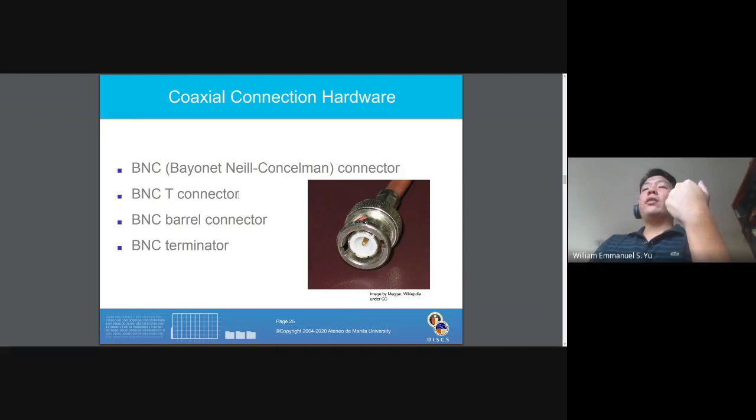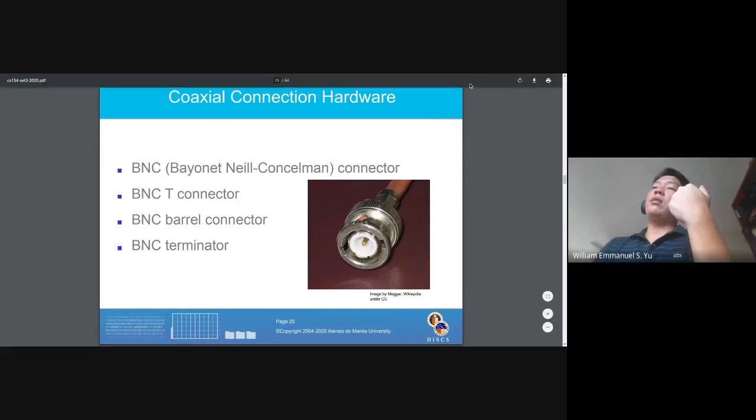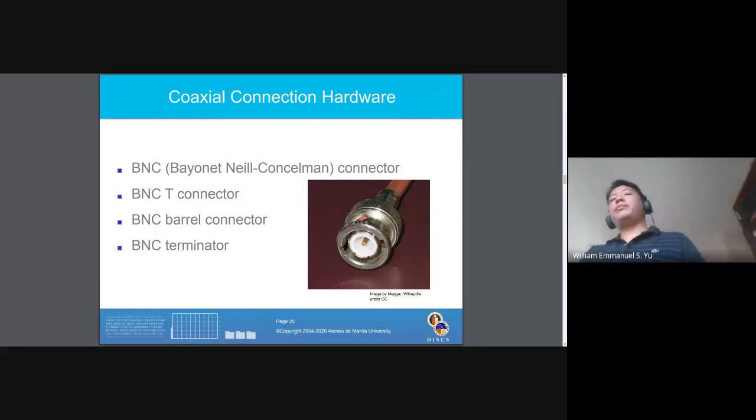Then you have a T connector, which is basically spliced in the middle of this cable. One end is through the cable itself, and the other end to the other side of the cable. And the T portion, the junction below, is the one that's connected to your computer. Now, if you cut a cable and you want to reconnect them together, you use a barrel connector instead. And at both ends of your coaxial cable, you put a terminator.